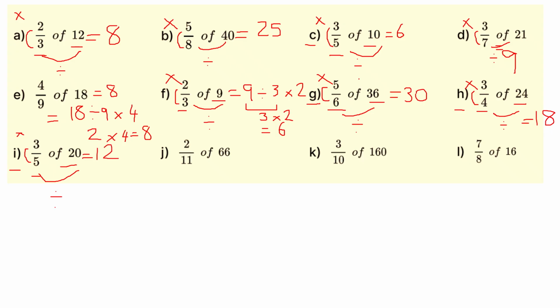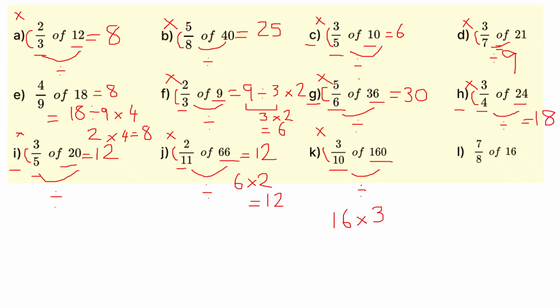Next up, part J, 2/11 of 66. So we divide by 11, and then we multiply by 2. So 66 divided by 11 makes 6, and 6 times 2 makes 12. Part K, 3/10 of 160. So we divide by the bottom and then times by the top. So 160 divided by 10 is 16, and 16 multiplied by 3 is equal to 48.